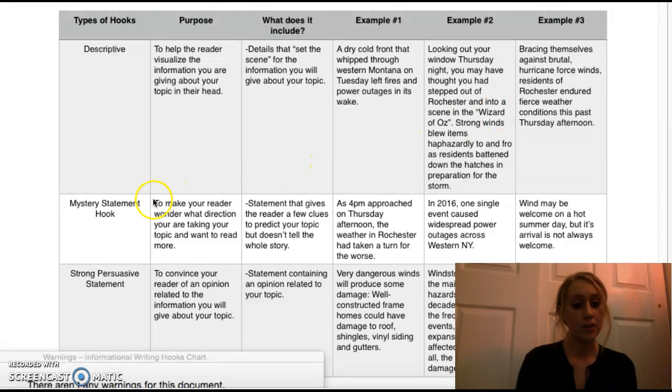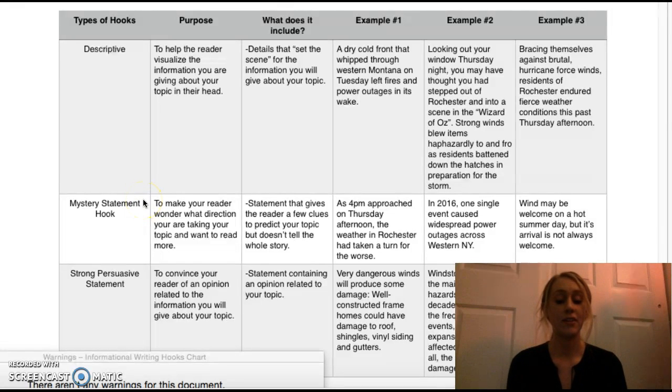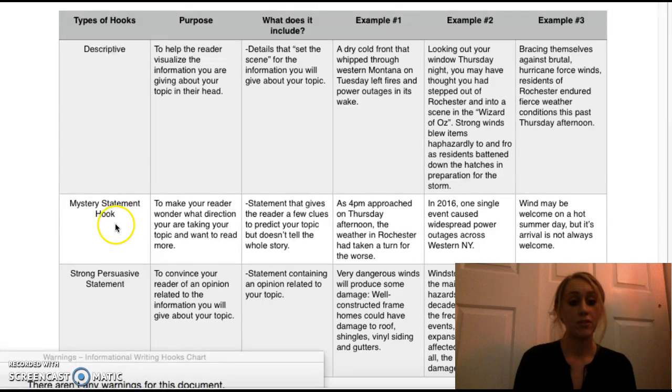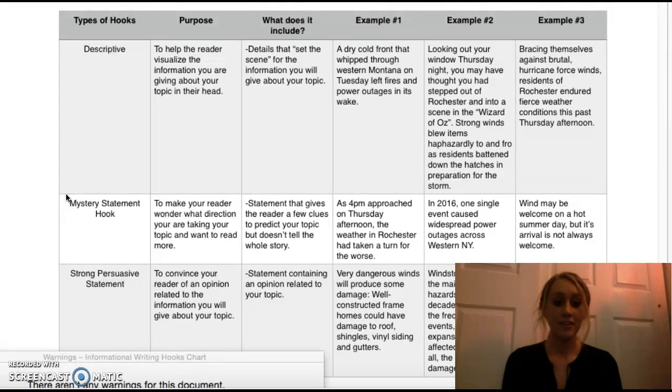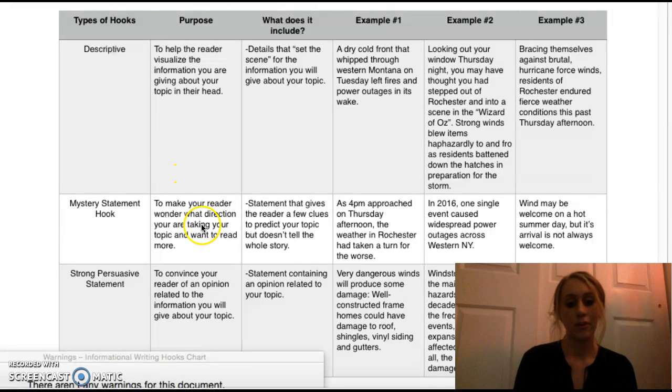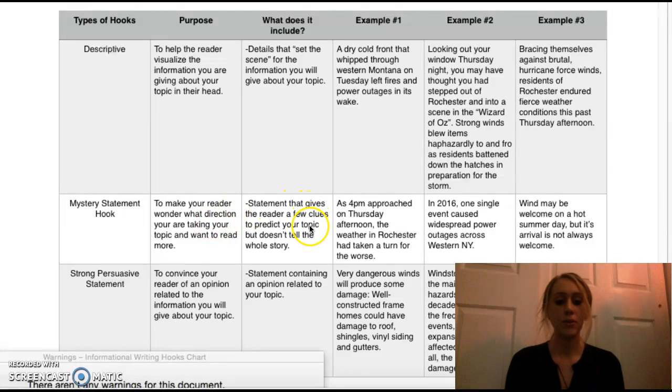Another type of hook that a reader would become interested in a piece of writing by is a mystery statement hook. So in this type of hook, you're making the reader wonder what direction you're going to take your topic in, which will cause them to want to read more and find out more and pick up more clues in the rest of your writing to figure out what you're giving information on. So this is a statement that will give the reader a few clues to help them predict your topic, but it will not tell them the whole story, give them the whole picture right away.